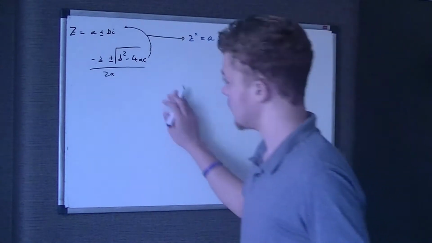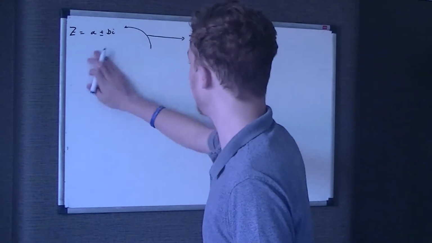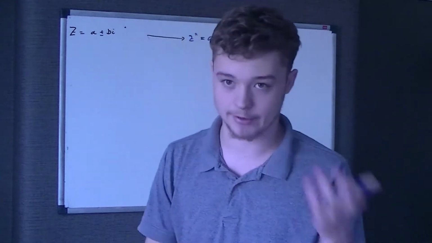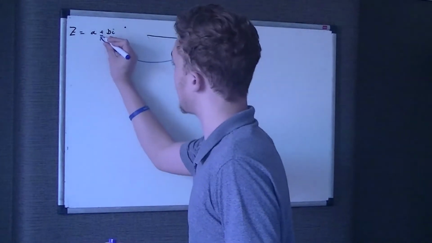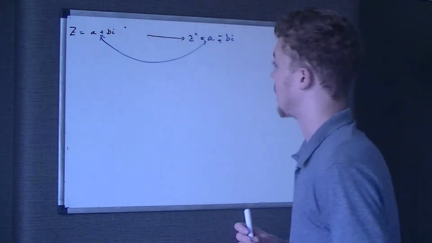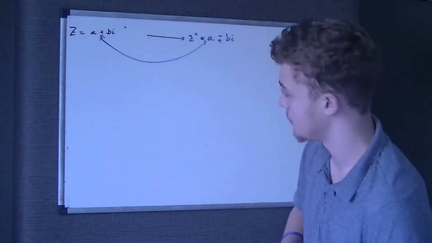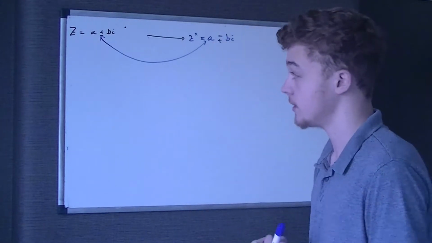Now if we take z and z star, not necessarily adding them together, we'll go into that in a minute. When we have z and z star, we call this a complex conjugate pair. So hopefully you see how this is a lot simpler than it sounds.